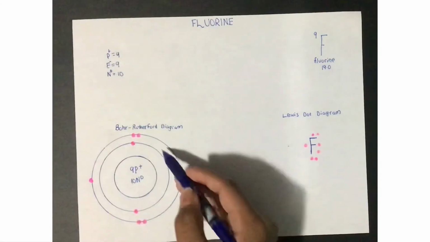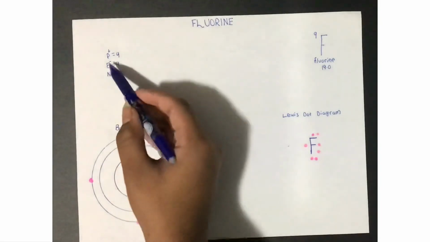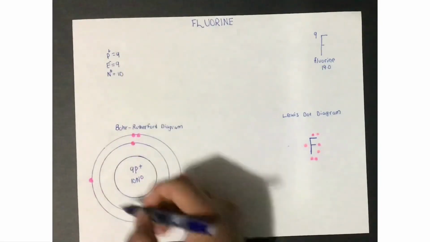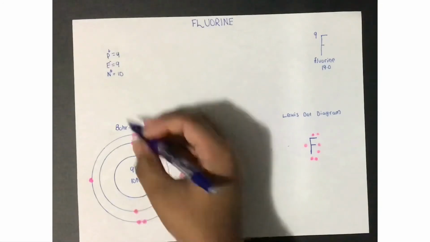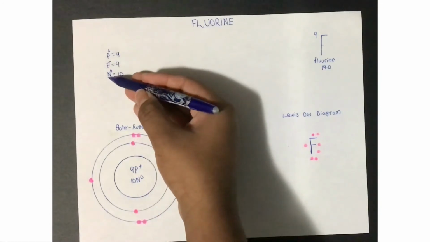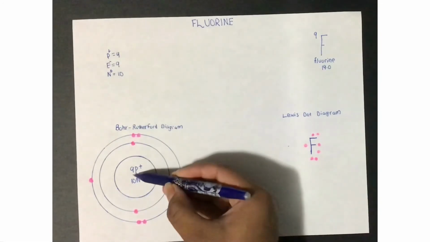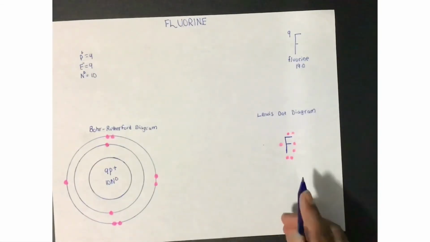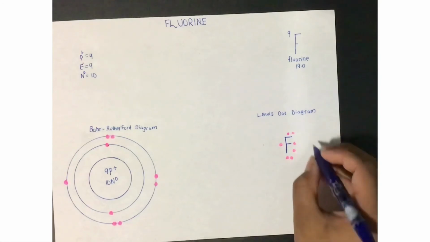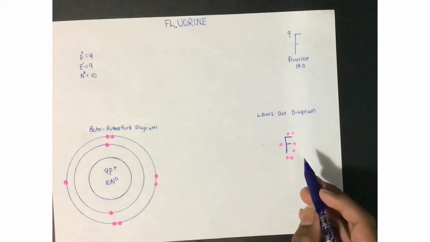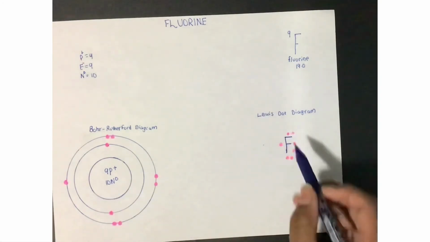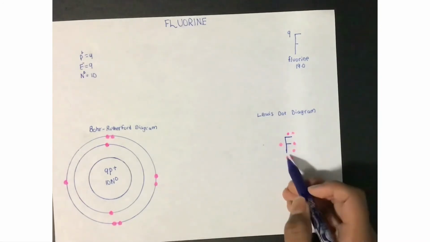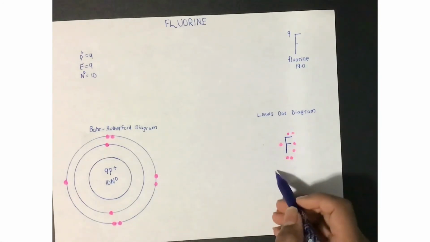So the shells should contain the electrons, with the electrons orbiting the shells, and the nucleus should contain the number of protons and the number of neutrons. In this case, for fluorine, there are 9 protons and 10 neutrons. Okay. For the Lewis dot diagram, it's the number of valence electrons. So there are 7 valence electrons for fluorine. So 1, 2, 3, 4, 5, 6, 7. So this is how you draw the Lewis dot diagram.